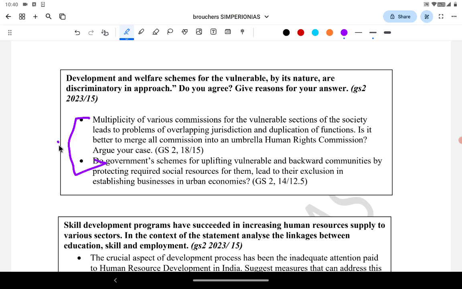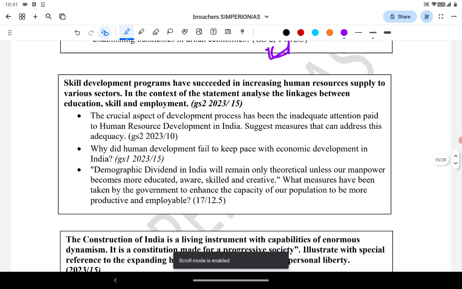See, I will upload this document to Google Drive and provide the link in the description, so you can go through these questions. They asked that question in 2023. A similar question was asked in 2018 and also in 2014. The crux of all three questions is that though the government is providing welfare schemes for the vulnerable sections, they are discriminatory in nature. Okay.